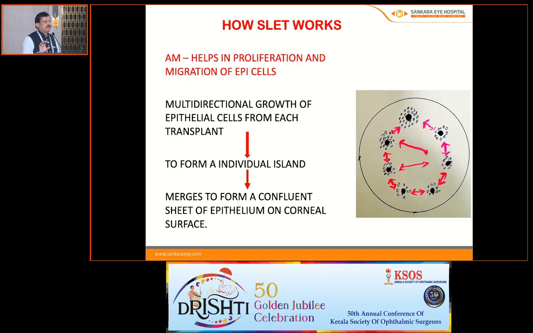How does SLET actually work? The amniotic membrane helps in proliferation and migration of the epithelial cells placed on the cornea. These tiny bits of limbal tissue start multiplying cells in each area, forming small islands of epithelial cells. All of these together coalesce and form a sheet of epithelium. That's how SLET works.